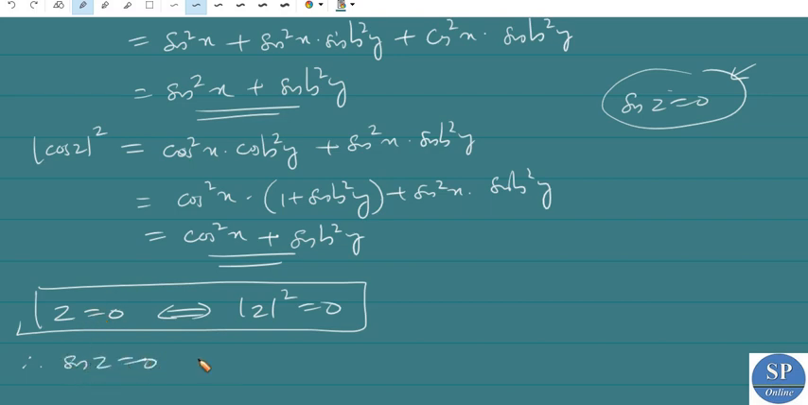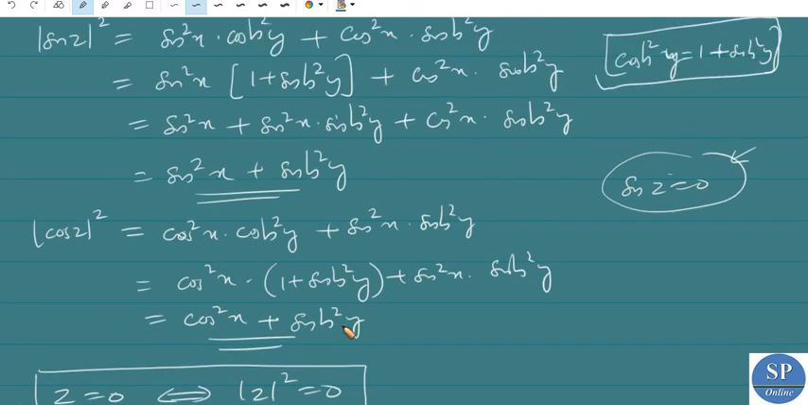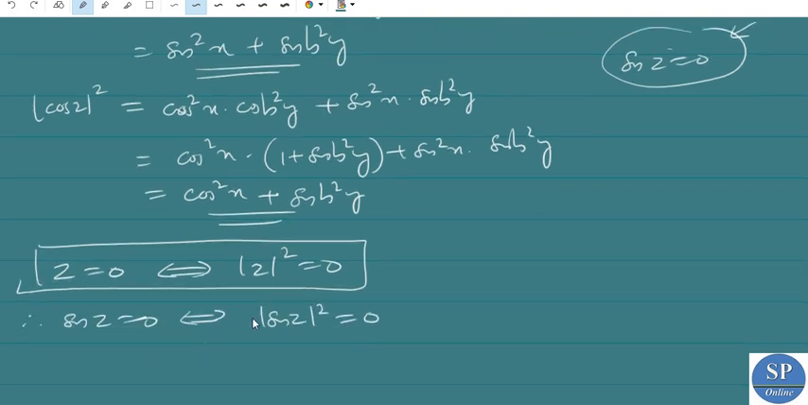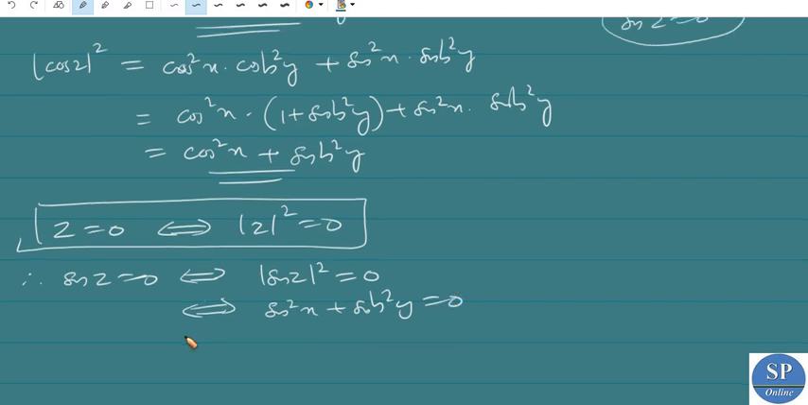sin z is equal to 0 if and only if |sin z|² is equal to 0. Okay, but we have |sin z|² is this. So this is if and only if sin² x plus sinh² y equal to 0. So this is only if sin x equal to 0 and sinh y equal to 0.